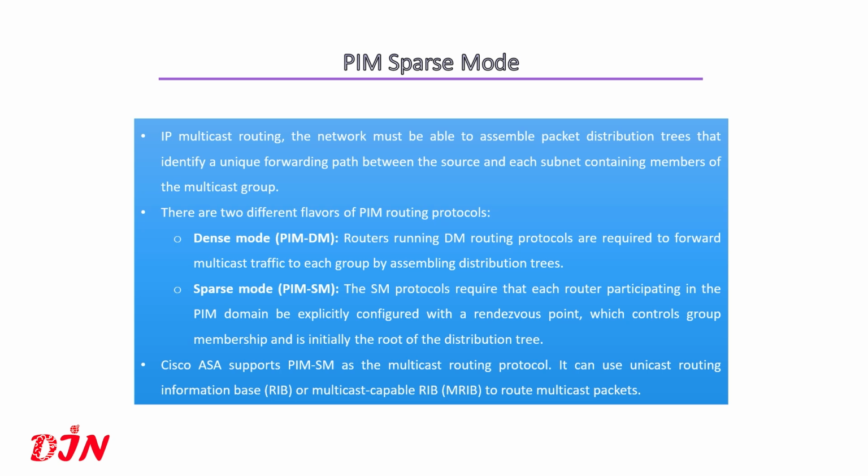It can use unicast routing information base or multicast capable RIB to route multicast packets. PIM-SM assembles unidirectional shared trees rooted at a rendezvous point per multicast group. Additionally, it can create shortest path trees per each source.